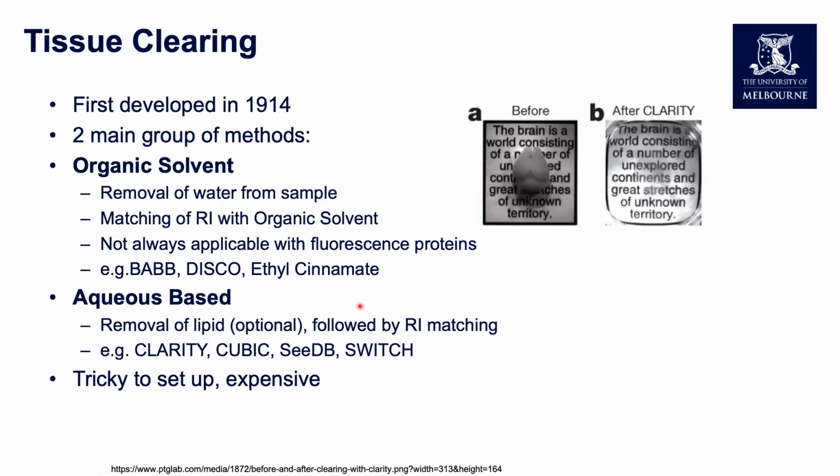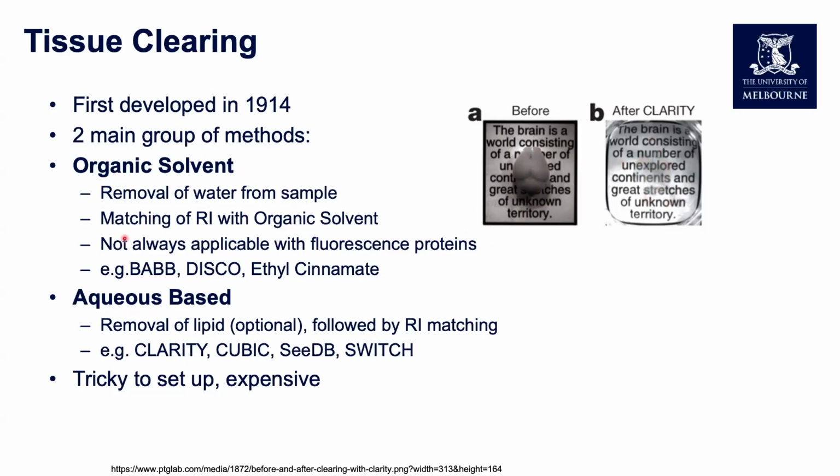When it comes to tissue clearing, this has been around for a very, very long time, but can involve some fairly nasty chemicals. There are two main groups of methods that are used. The first one is organic solvents. In this case, we're dehydrating the sample again, as we did for the tissue sections previously. What we're trying to do is match the refractive index of the tissue with an organic solvent. There's one approach here that actually comes under aqueous-based, which is the CLARITY approach. You can see a brain here before and after clearing, so you can see it's almost completely see-through.